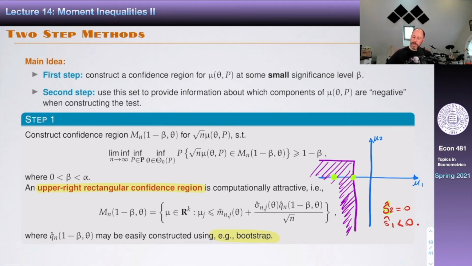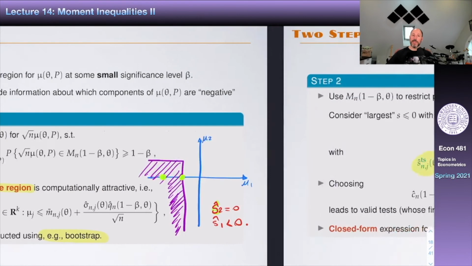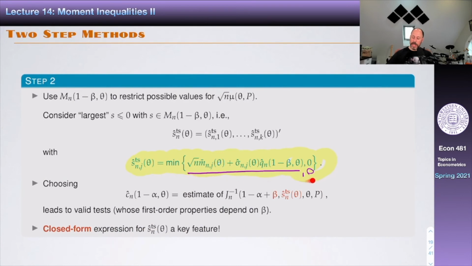And that's what the method is doing, looking at the confidence region and asking ourselves, do we include 0 here or not? And that's what you're doing. And then at the end of the day, it has this closed form over here. So what is a two-step critical value? It is an estimate of the auxiliary distribution using this selection function, but at level 1 minus alpha plus beta. You don't do 1 minus alpha, you have to do 1 minus alpha plus beta.